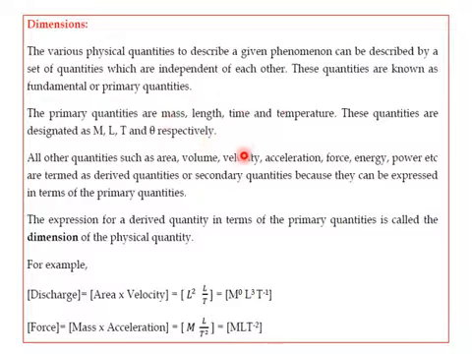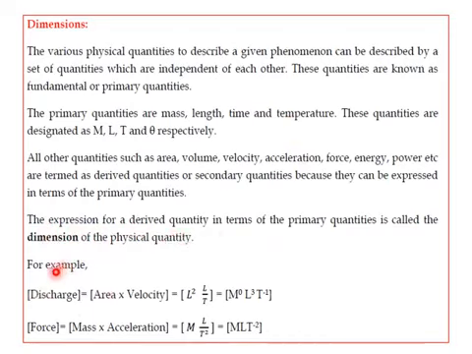For example, velocity is length by time, acceleration is L by t square, force is mass into acceleration. So M, L and t are involved. Similarly, volume is area into length, and area is L into L, that is L square. This is the expression for a derived quantity. If you write an expression for these derived quantities in terms of primary quantities like mass, length and time, then it is known as the dimensions of a physical quantity.